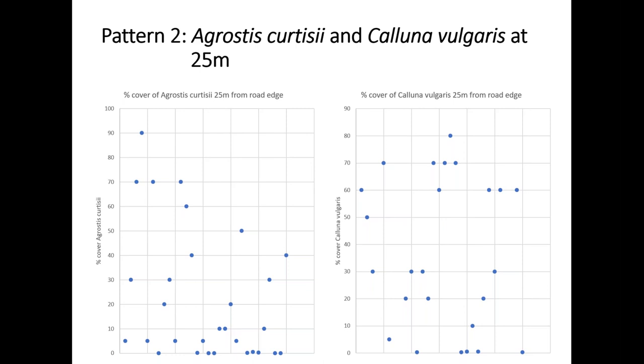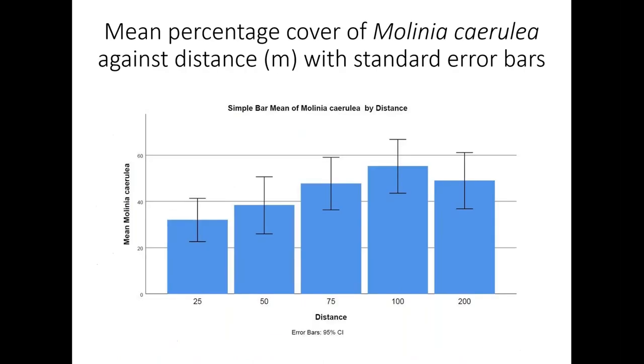and the same applies to the heather, Calluna. It shows this equally random amount of cover coming from the road. So it's not as though the air pollutants at that 25 metre band are driving the cover of heather. It's much more likely to be associated with the management.